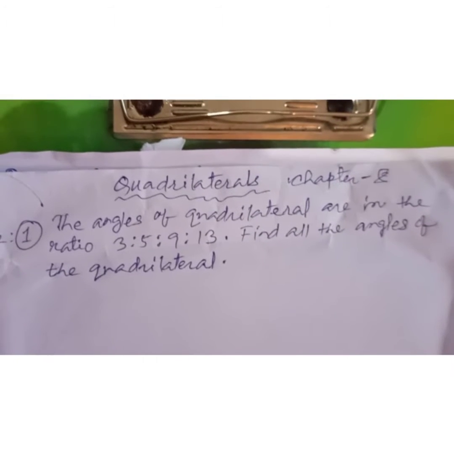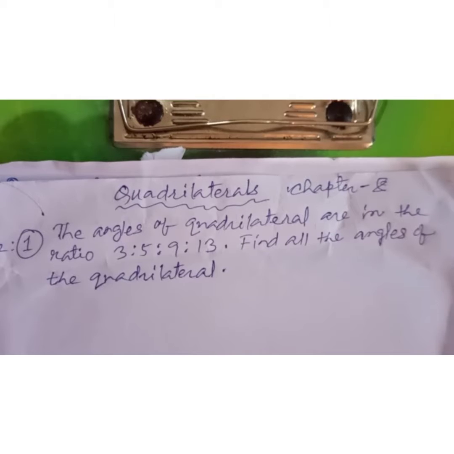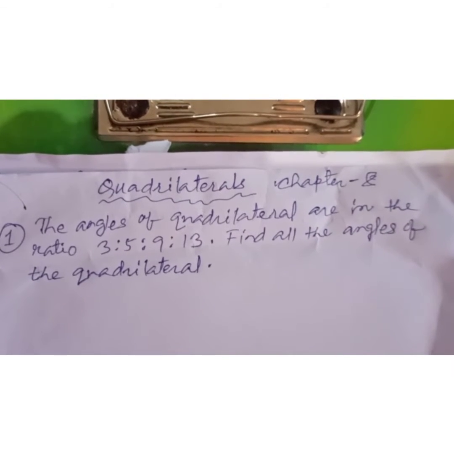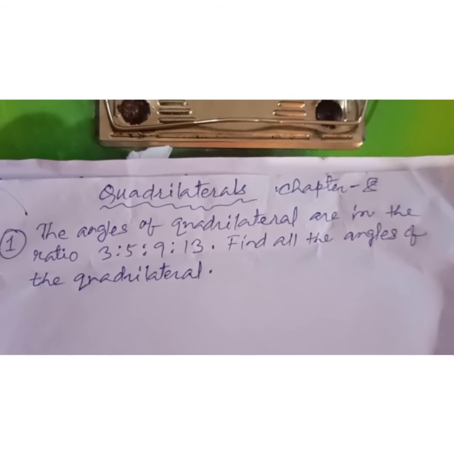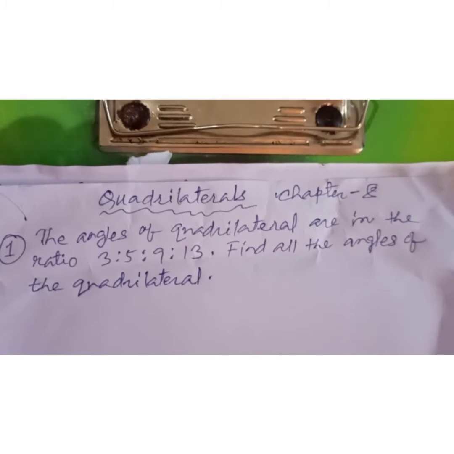Dear class 9 student, today I am going to solve problems from quadrilaterals. Okay, so the first question is: the angles of a quadrilateral are in the ratio 3:5:9:13. Find all the angles of the quadrilateral.